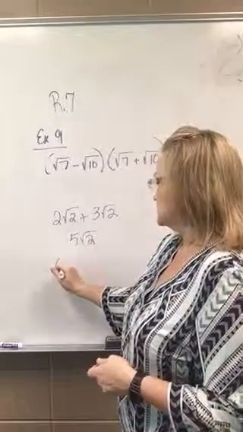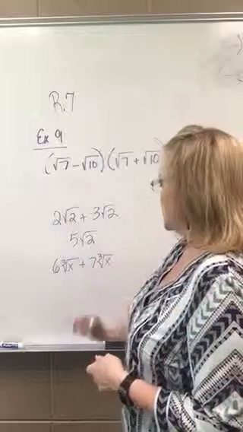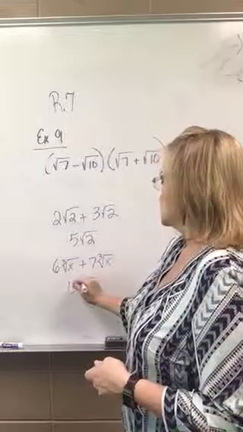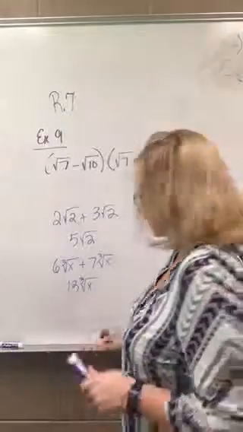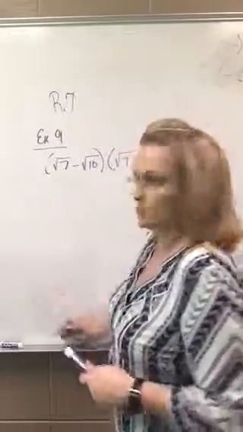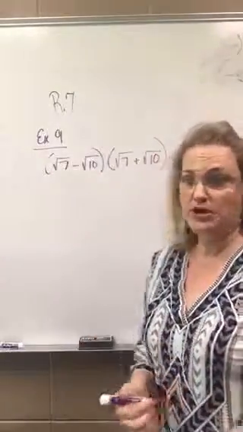If you had 6 cube root of x plus 7 cube root of x, you would have 13 cube root of x. So like radicals can be added or subtracted. So that's that part of it, the rule for add and subtract, just like bases. Now we're going to move to multiply.